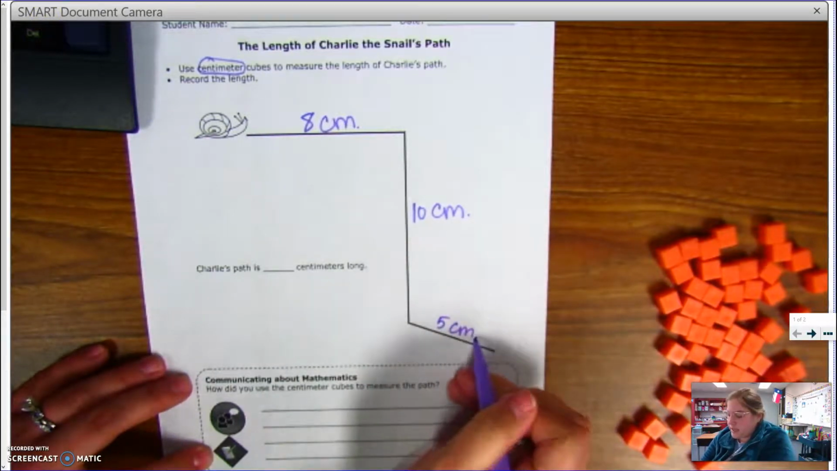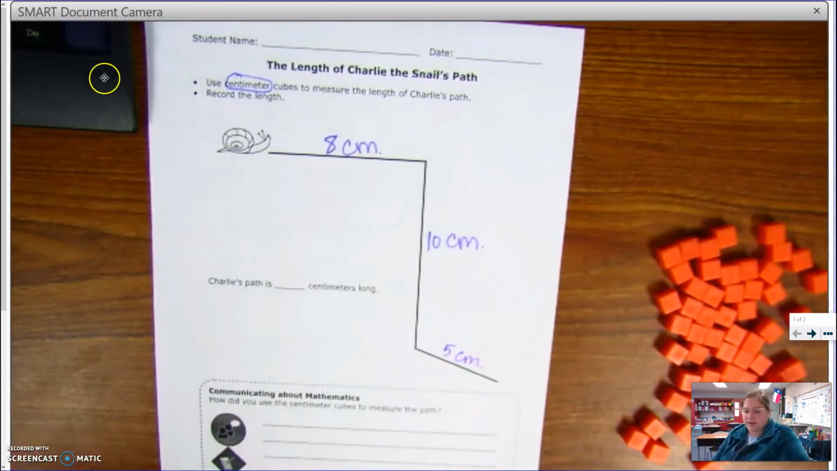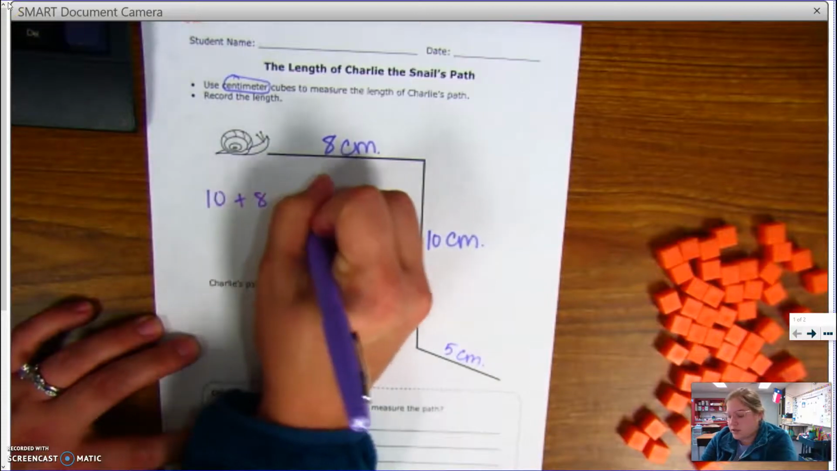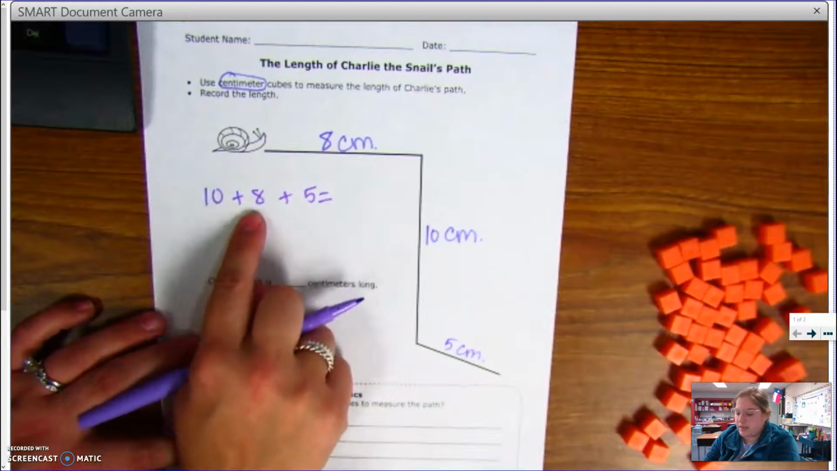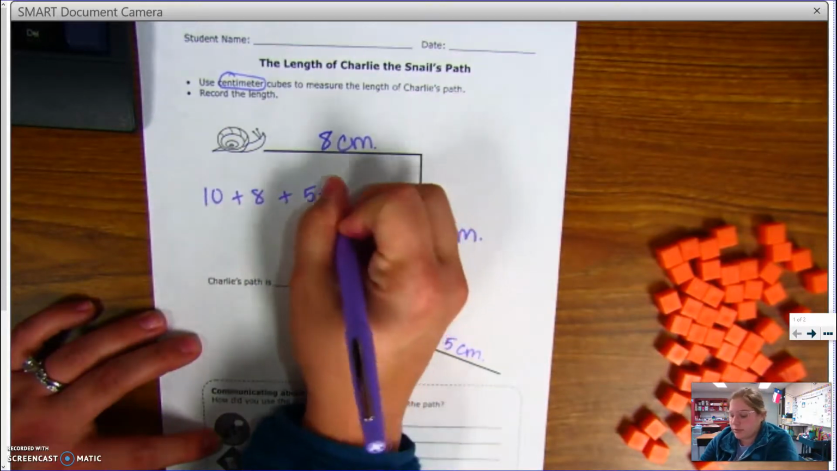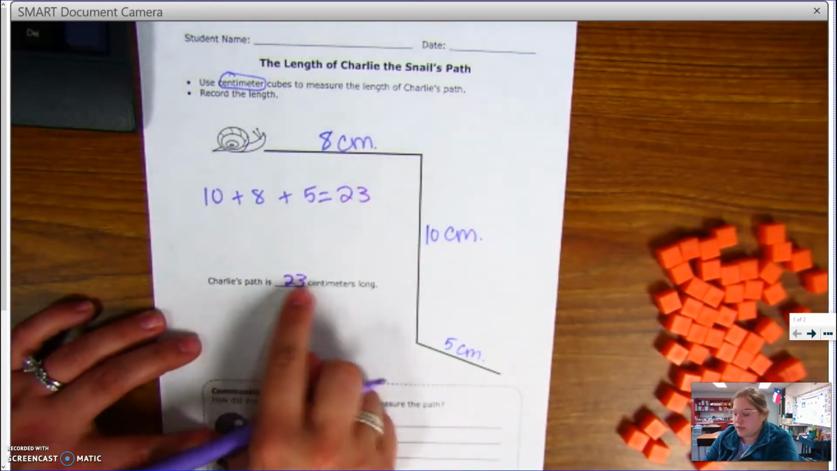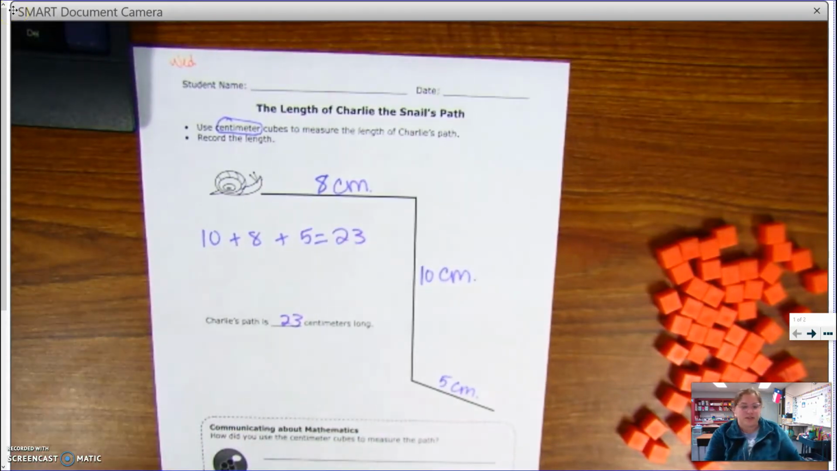Now I'm going to add 8 plus 10 plus 5 to figure out my answer. So I'm going to write my equation. So I know 10 plus 8 is 18 plus 5. I know 18 plus 2 more gets me to 20, plus 3 more gets me to 23. So Charlie's path is 23 centimeters long.